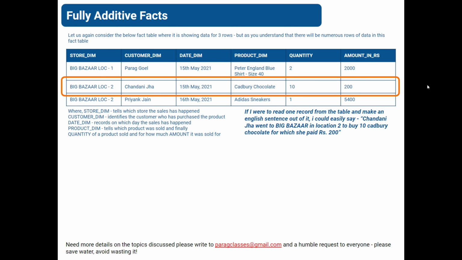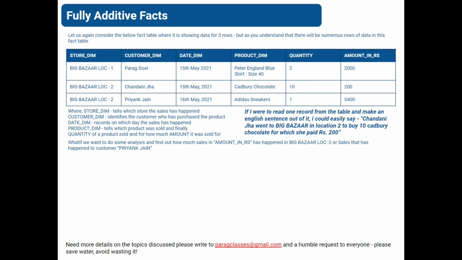If I were to read one record from the table and make an English sentence out of it, I could easily say, just looking at the highlighted columns of the table, that Chandni Jha went to Big Bazaar in location 2 to buy 10 Cadbury chocolates for which she paid rupees 200. What if we want to do some analysis and find out how much sales in amount in rupees has happened in Big Bazaar location 2? For all the Big Bazaar location 2 rows, how much amount of sales has happened is one question. The other analysis that we want to do is the sales that has happened to the customer Priyank Jain.